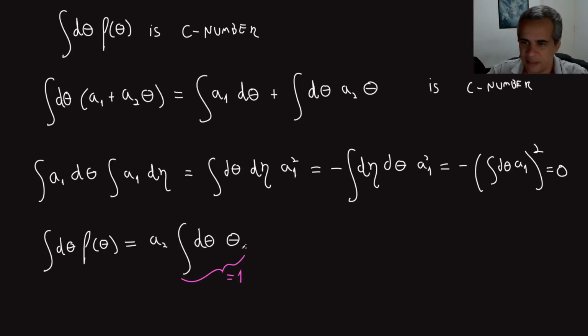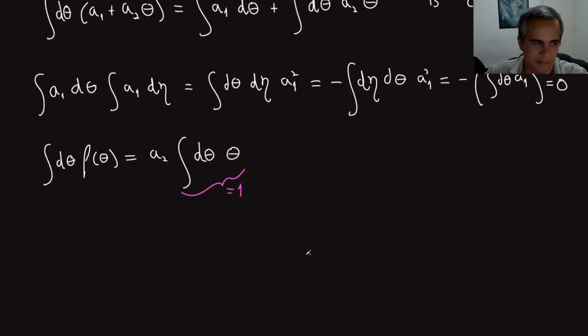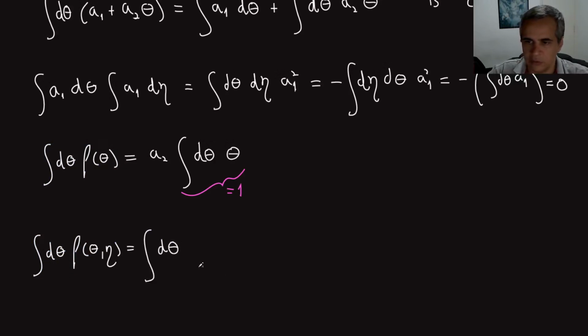And if this guy is 1, that implies that in general, now if I take an integral of a function of more variables, say, d theta of a function that also depends on eta, which is d theta.